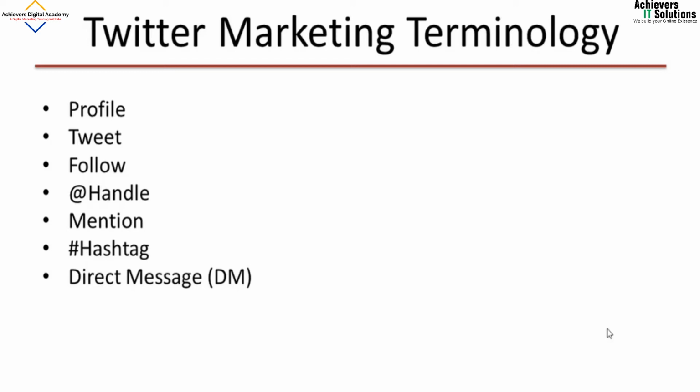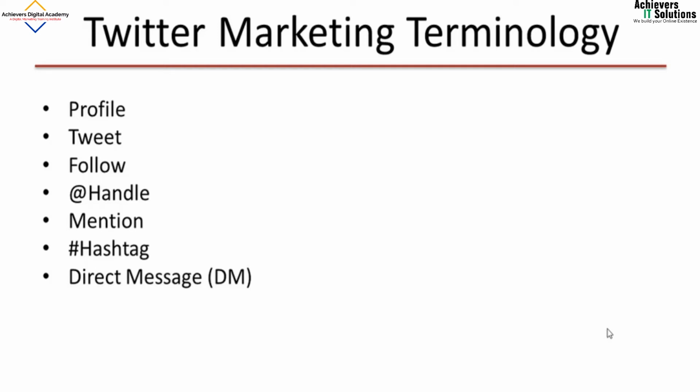Next is direct message or DM. This is similar to inboxing someone on Facebook. Direct messages are private, unlike tweets which are public. If you want to send someone a private message on Twitter, you will direct message them. One thing you guys should note here is that as per the default setting on Twitter, you can only DM someone who is following you. You can't just DM anyone and everyone on Twitter.